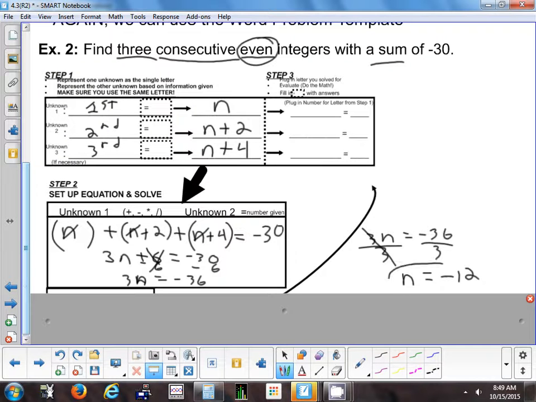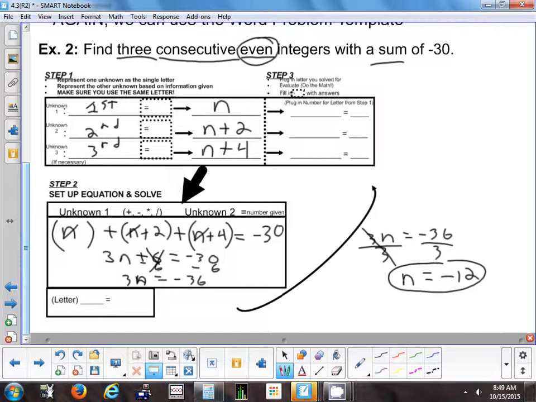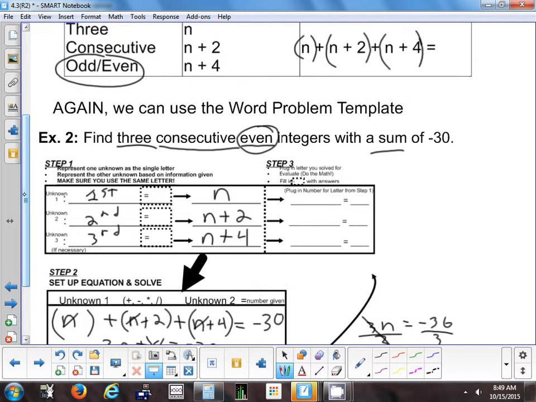Nice. All right, so now we've got our letter. N equals negative 12. Okay, when I fill it back in on the first one, is there any arithmetic to do? No, that was just the letter. When we fill in the number, it's just the number. Okay, nothing there. A little bit of arithmetic to do on these 2.